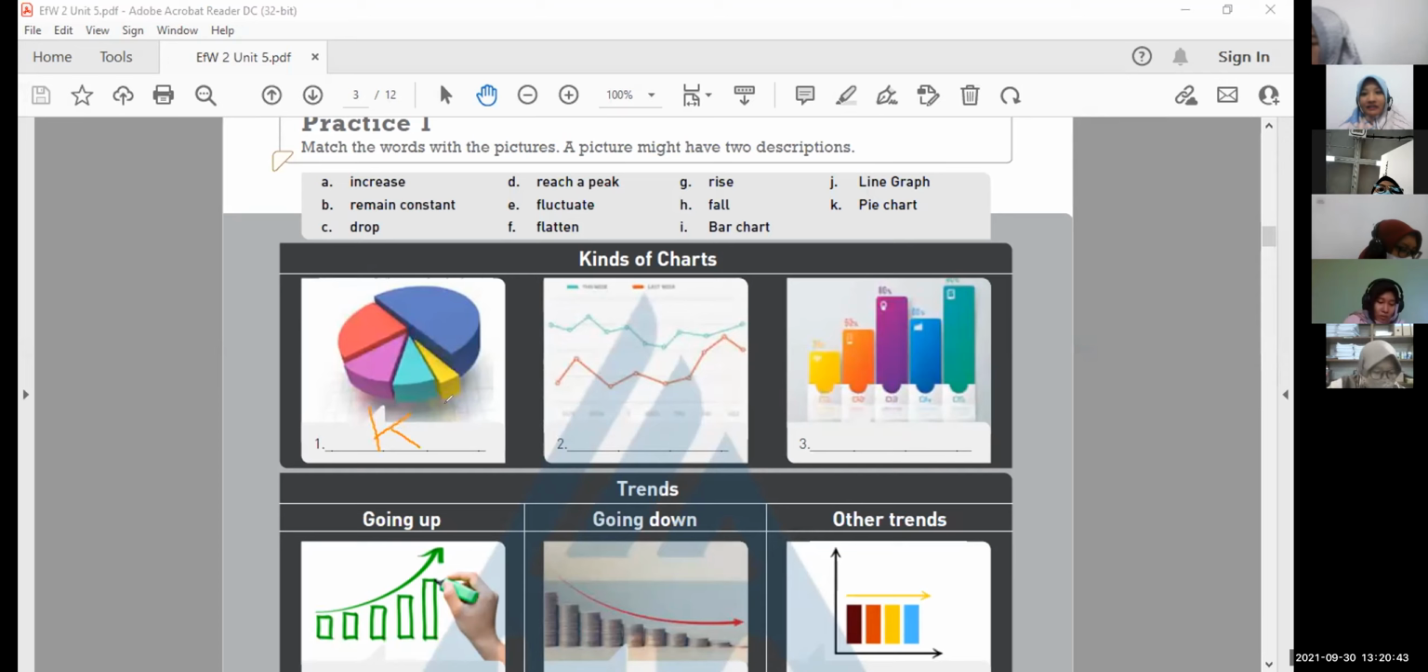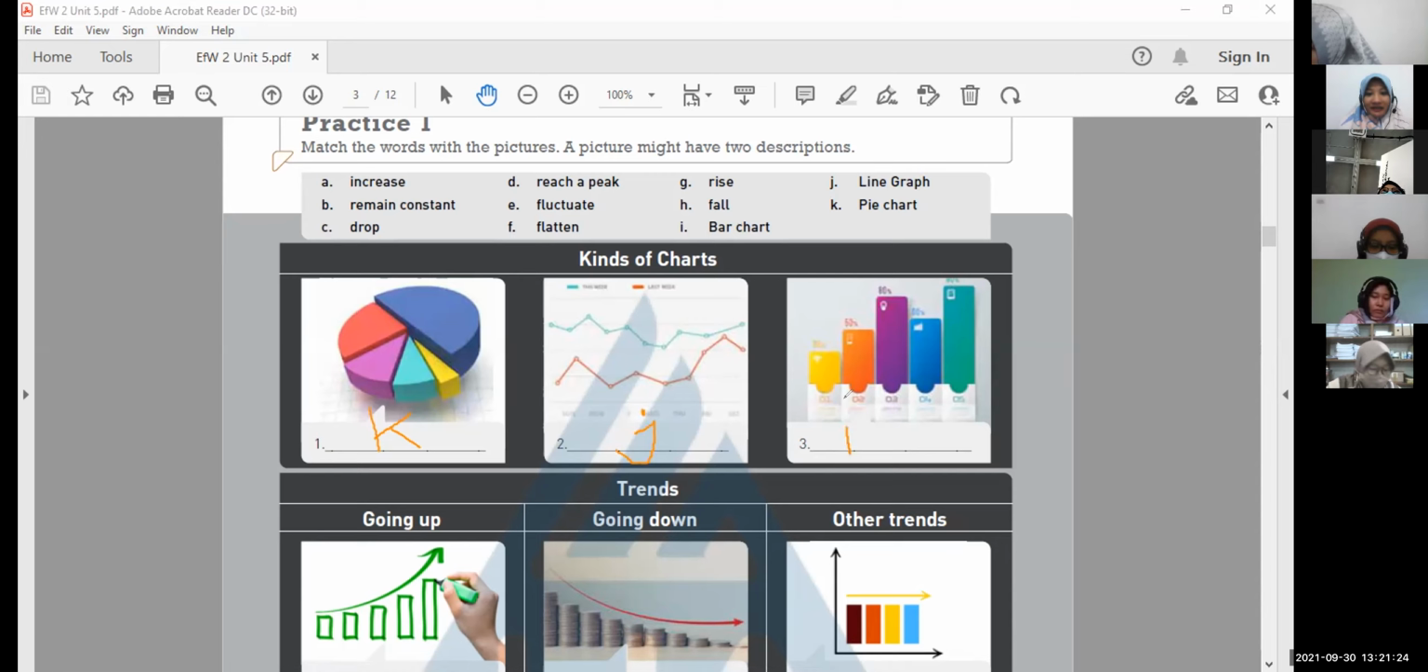Number 2. Miss Putri can choose. Maybe Miss Shanas. How about number 2, Miss Shanas? Number 2 is line graph. Good, line graph. I'll put the alphabet there. Next, Miss Shanas, you can choose for number 3. Miss Ayu? Number 3 is bar chart. Bar chart. Nice work.